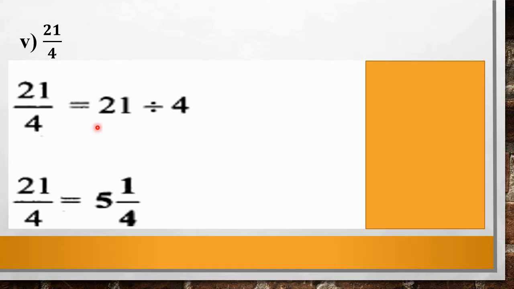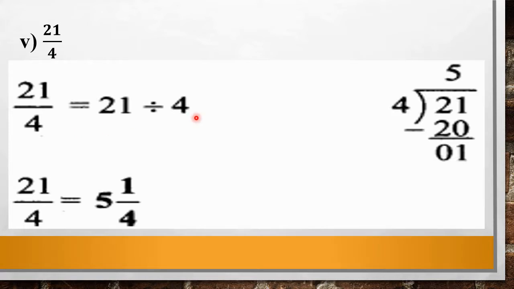Question number 5, 21 by 4. So 21 divided by 4. Here when you divide 4 5s are 20. So 21 minus 20, remainder will be 1. So 21 by 4 is equal to 5 and 1 by 4.